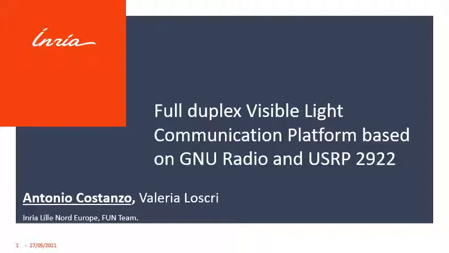In this work, I will give you some details about our visible light platform we developed using GNU Radio and the Universal Software Radio Peripheral by National Instrument. For developing this system, we used a software-defined approach.